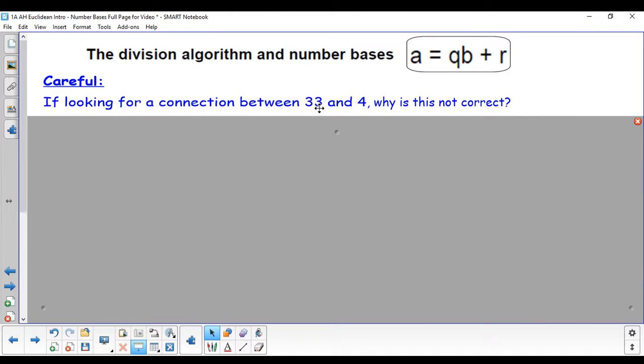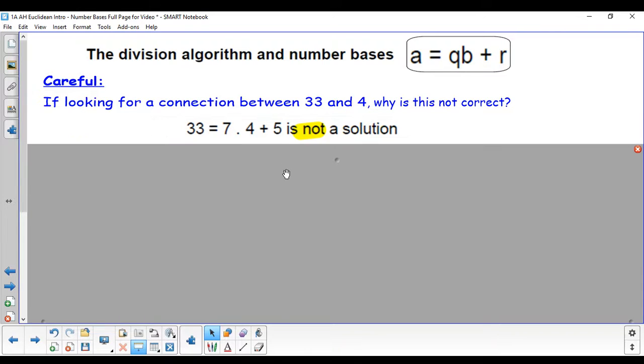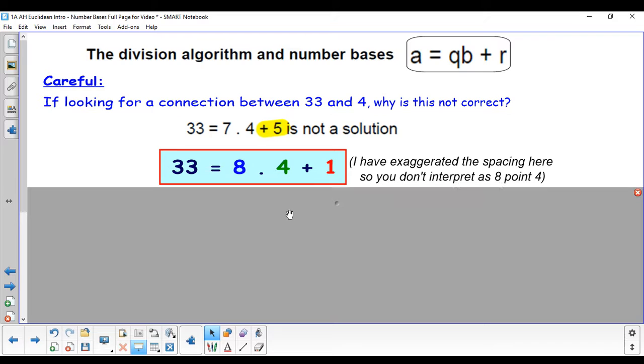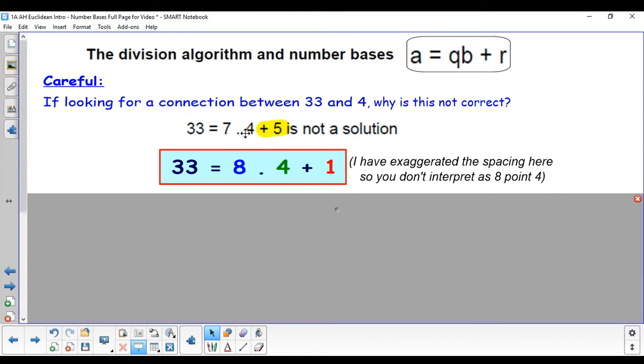So if I said to you, what's the connection between 33 and 4? Then I would hope that you would think about the appropriate number for 4, but what's wrong with this? Why is this not a solution? Have you figured it out? 4 goes into 33 how many times? And what have you got left over? This isn't a solution because you could say 7 times 4 add 5, but if you're dividing by 4, you're not allowed a number that's bigger than 4, so that's why it's not. So the actual response should have been it goes in 8 times, which I would naturally hope you do, with 1 left over. I've exaggerated the space there just to remind you it's not 8.4, it's 8 times 4.